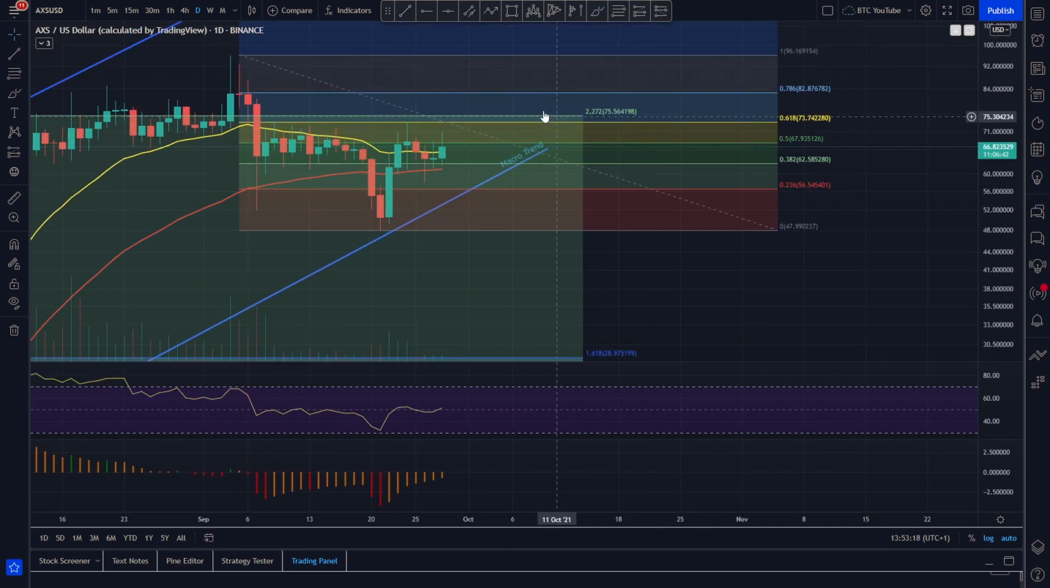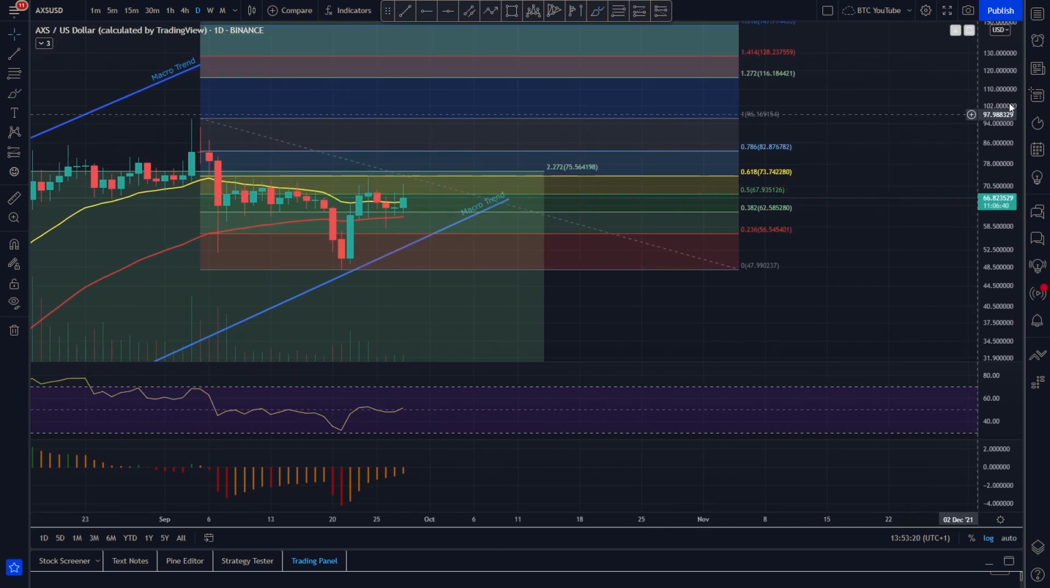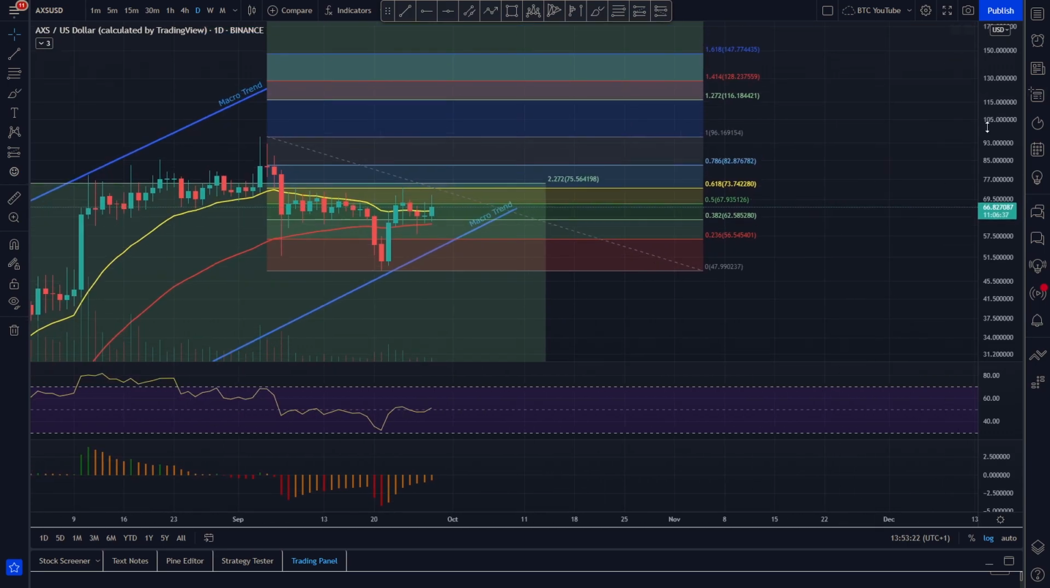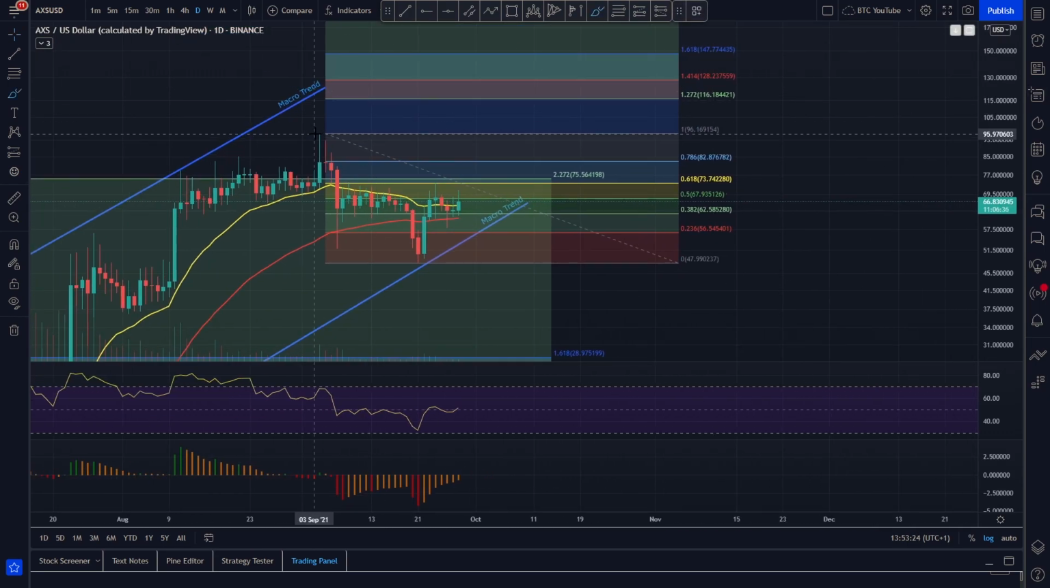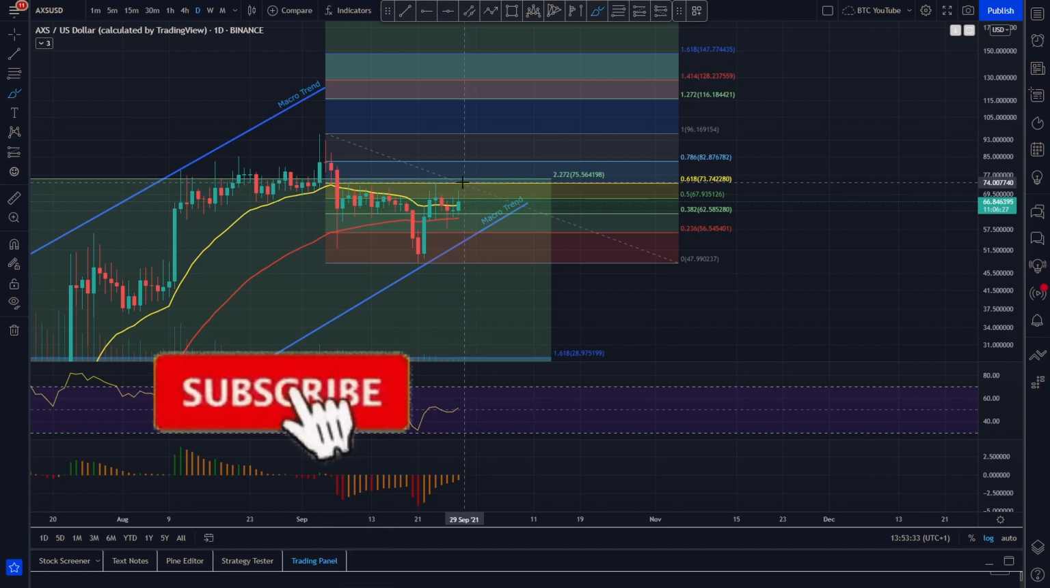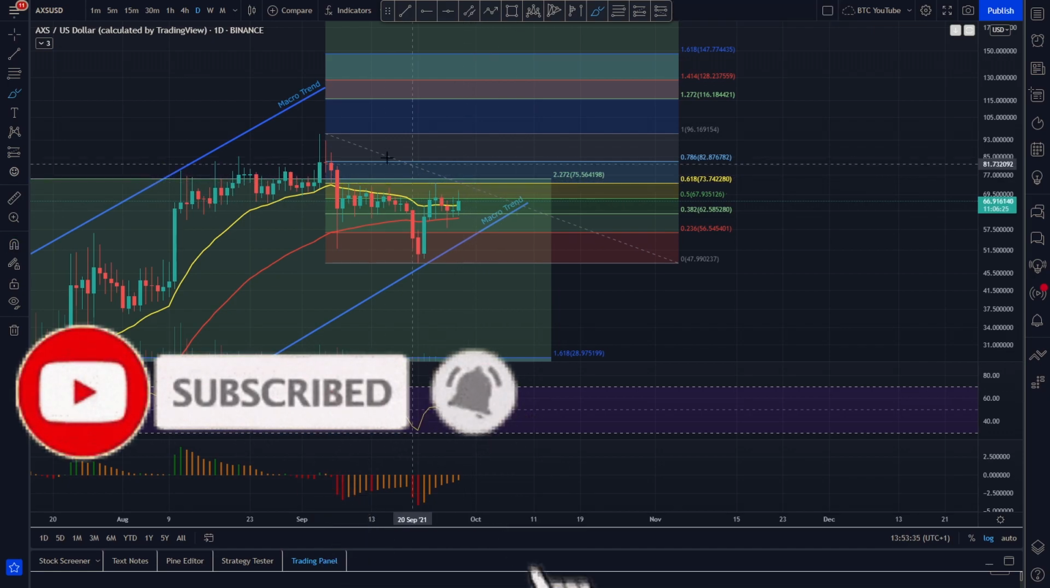And if we do start pumping up, we've got some fib targets here, basically pulled from this all-time high at around $95 to the low. And we can see here how well these levels have been respected. Obviously got the 618 here coming up to around $74 as our next target realistically.